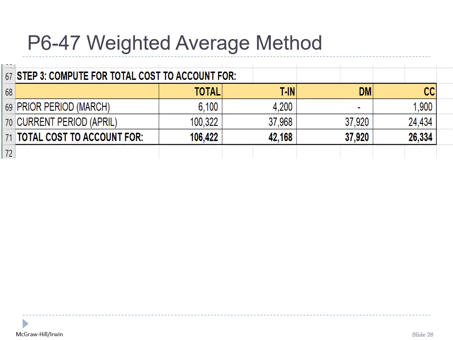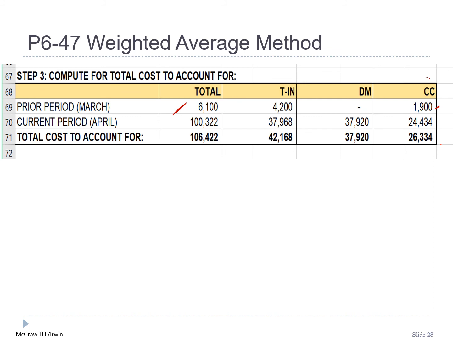Compute for the total cost to account for. So, kagaya kanina, medyo madali. I-add lang yung beginning or prior period plus yung current period cost. So, for beginning inventory, according to the problem, 6,100 daw yun. Ang total is 6,100. Ang transferred in natin is 4,200. So, yung difference nilang 1,900, that will be directly identified to conversion cost. So, 1,900 yun. Bakit sa conversion cost lang?